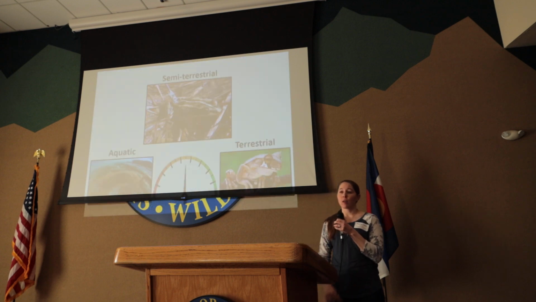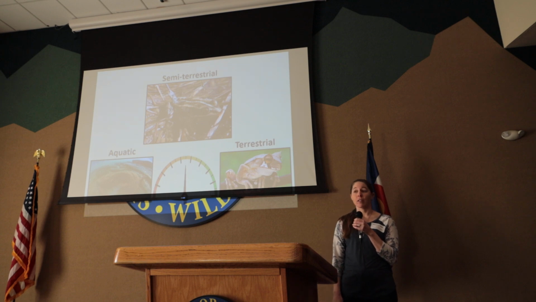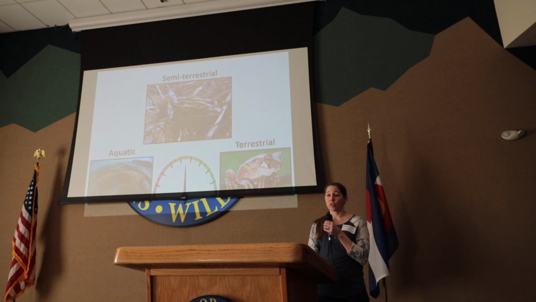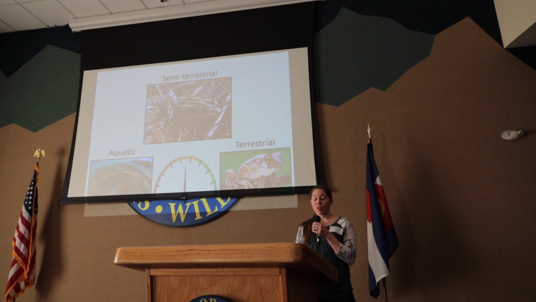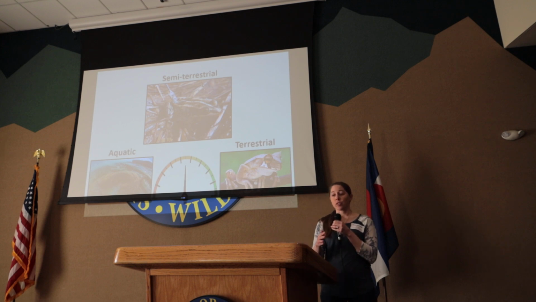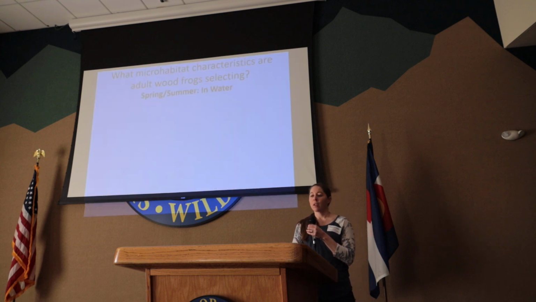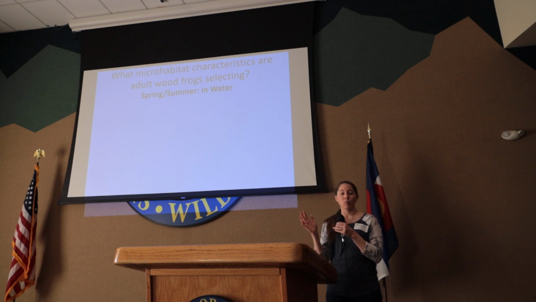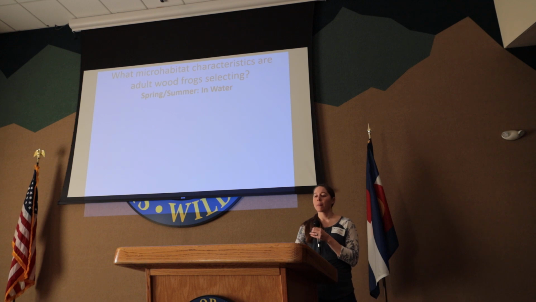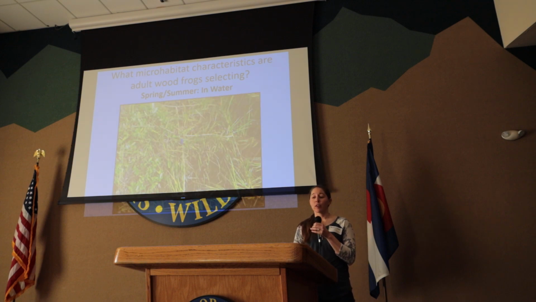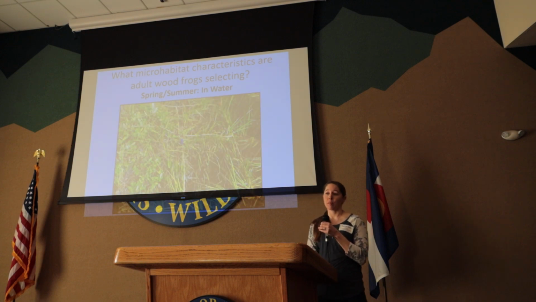And so we found that wood frogs were in water about 25% of the time, and then found on more terrestrial locations 75% of the time. And so at these smaller scales, we wanted to break down habitat selection whenever they're found in aquatic habitats versus terrestrial habitats. And so looking at the microhabitat patch during the spring and summer, when we found wood frogs in water, they preferred patches that had higher canopy cover.